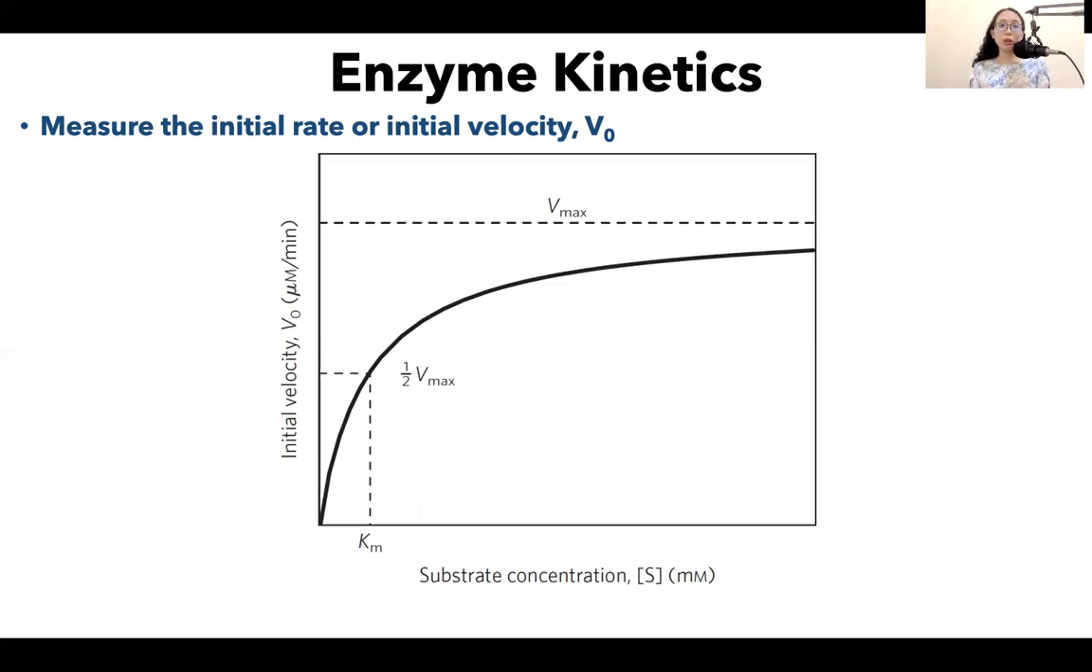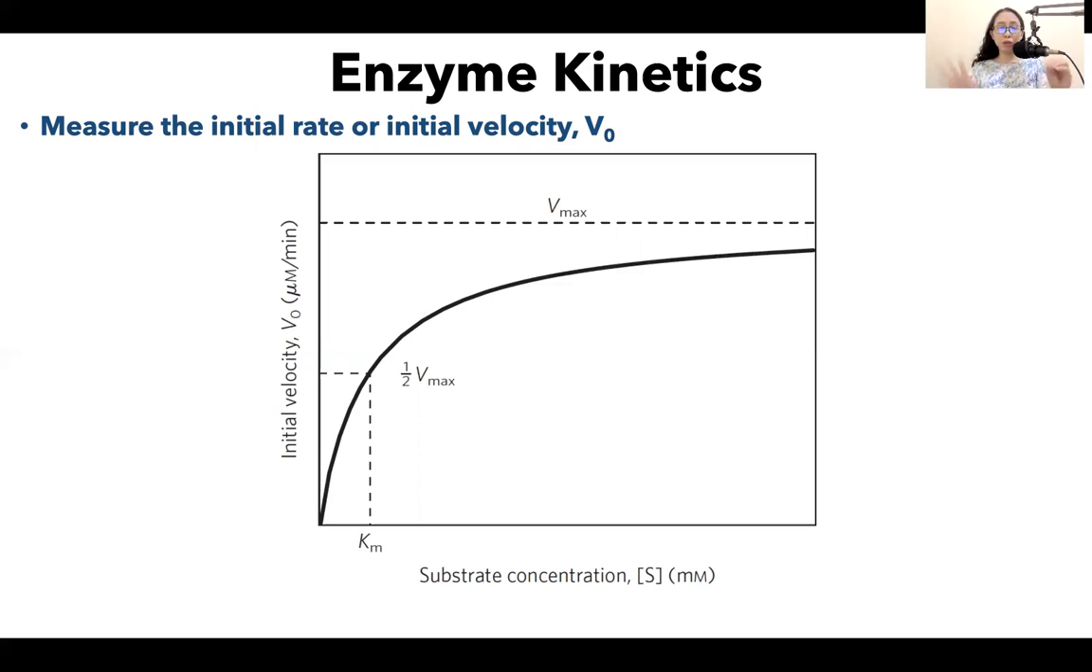So this is what we call the method of initial rates. Or in enzyme kinetics, instead of initial rate, they use the term initial velocity. So that is the setup. You have a very small concentration of your enzyme and a very large concentration of your substrate. Of course, you can change the concentration of your substrate and monitor the initial velocity of the reaction.